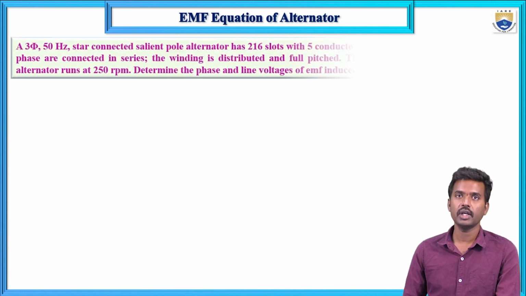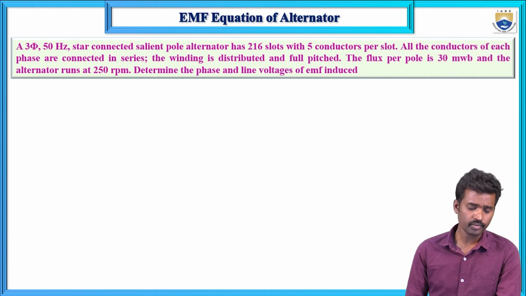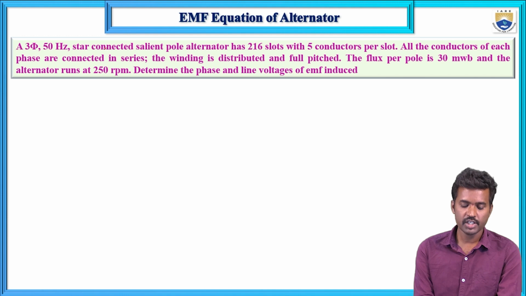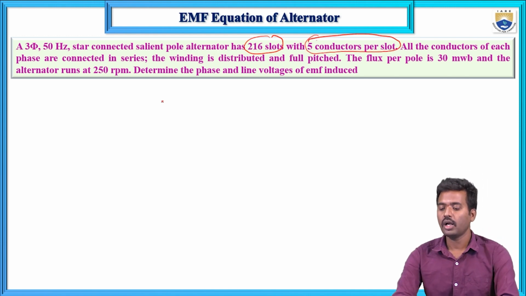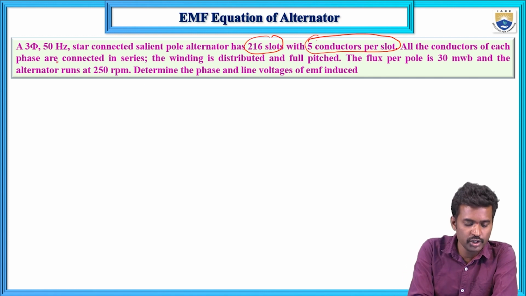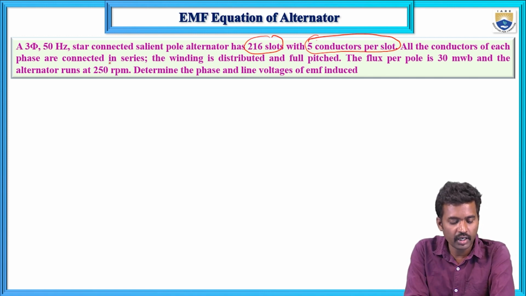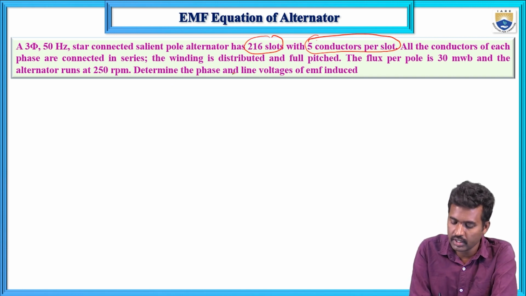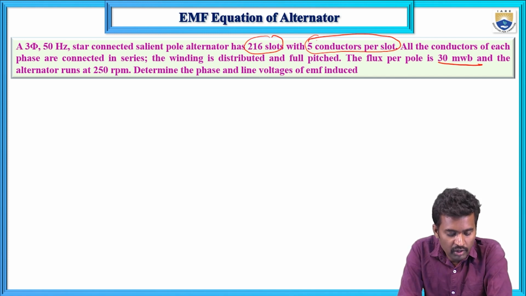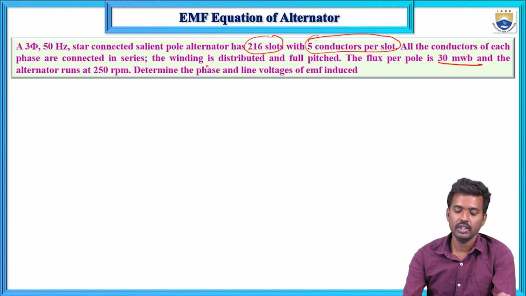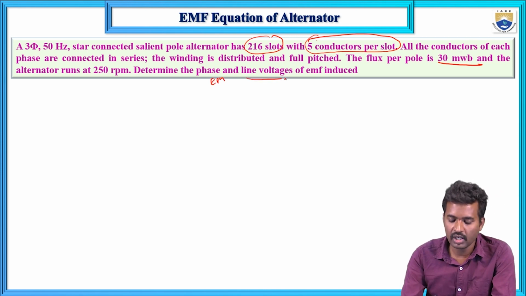Now the next problem is related to the same type of problem. A 3-phase 50 Hz star connected salient pole alternator has 216 slots with 5 conductors per slot. All the conductors of each phase are connected in series. The winding is distributed and full pitched. So Kc and Kd are 1, and the flux per pole is 30 milliwebers. The alternator runs at 1250 rpm. Determine the E phase and the line voltage EL.